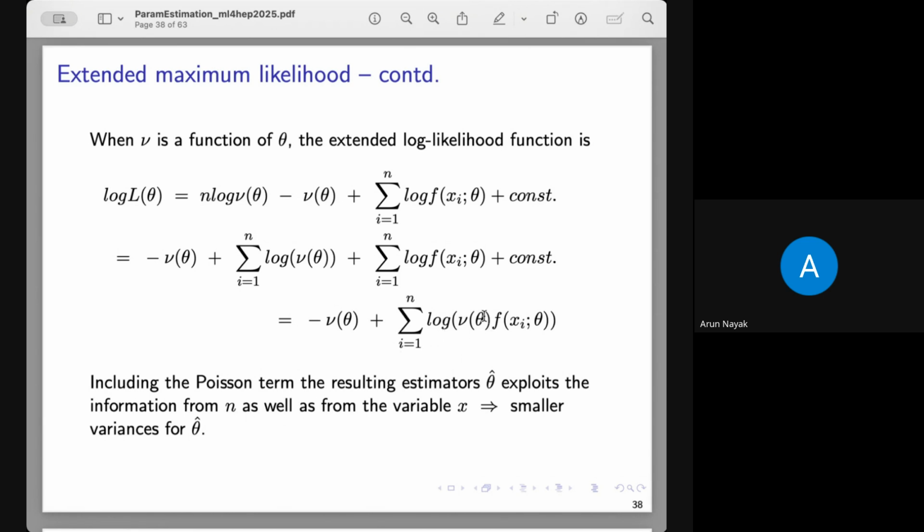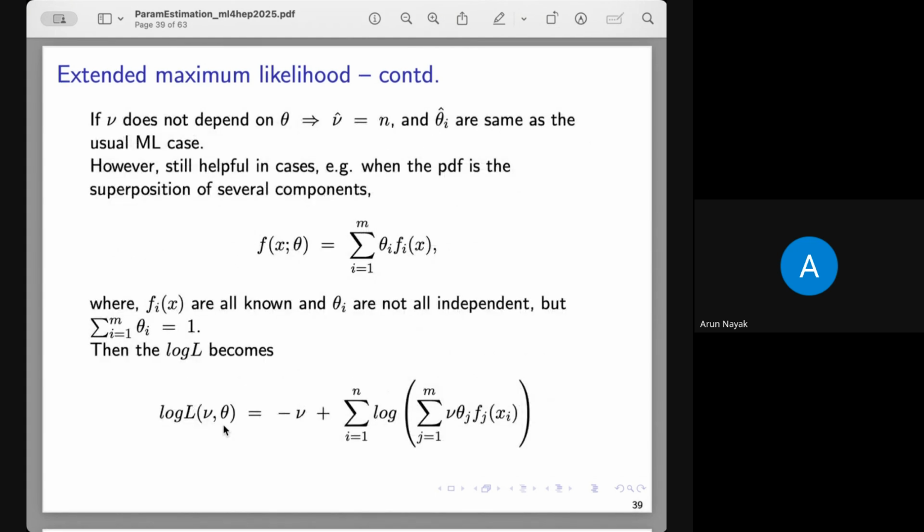Okay, so from both the informations, it will obtain the value of theta. That's why it will improve its variances, or may result in smaller variance in obtaining the value of its parameter.